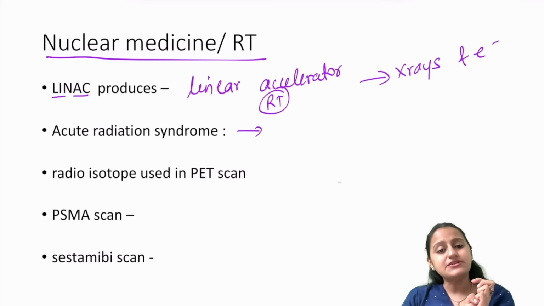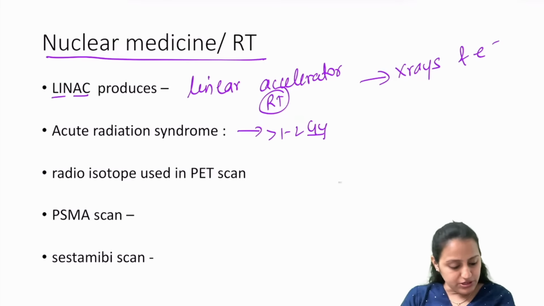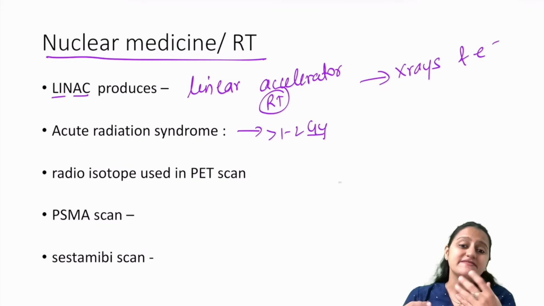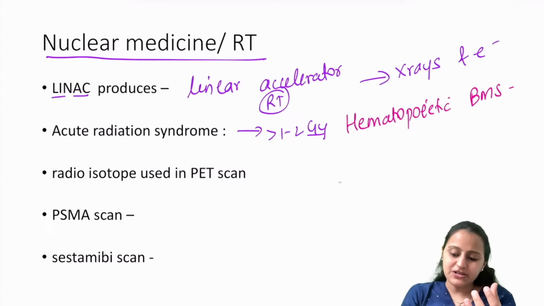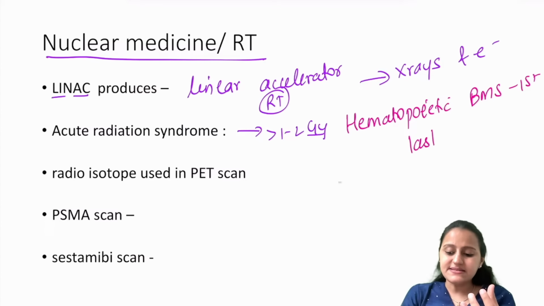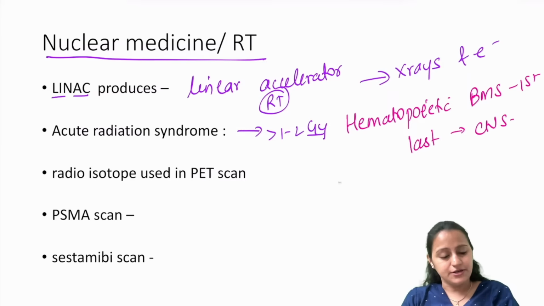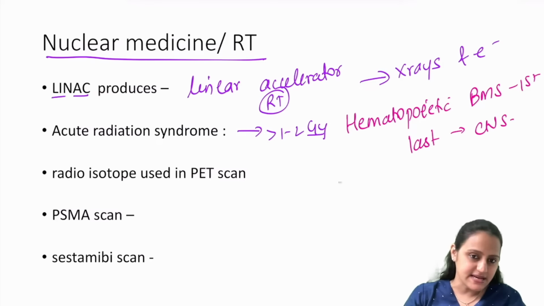Acute radiation syndrome, when there is very high exposure to radiation acutely, like more than 1 gray. Okay, more than 1 to 2 gray पे होता है. What is the first system that gets affected in acute radiation syndrome? The most sensitive is the bone marrow. So first is the hematopoietic, right? Bone marrow suppression is the first one. Last is the neurons. The CNS is going to be affected the last. Okay, first is bone marrow, then comes the GIT, CVS and the CNS.